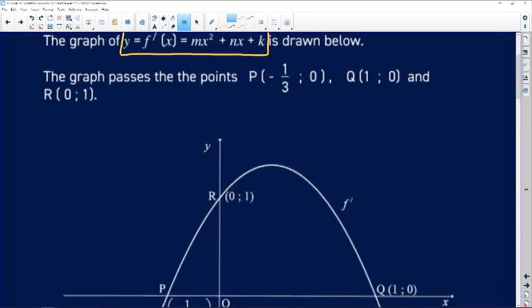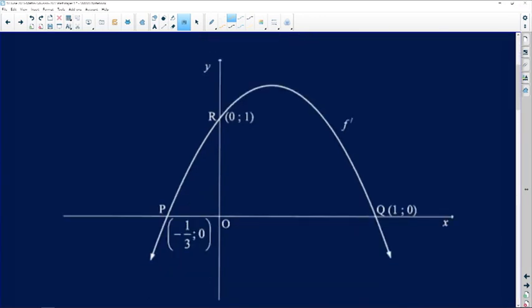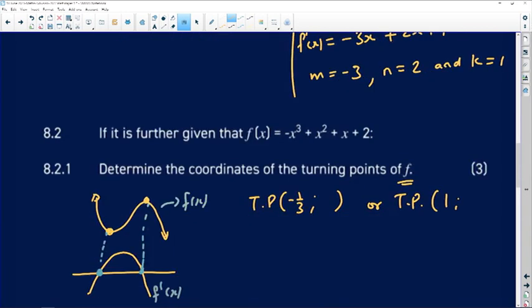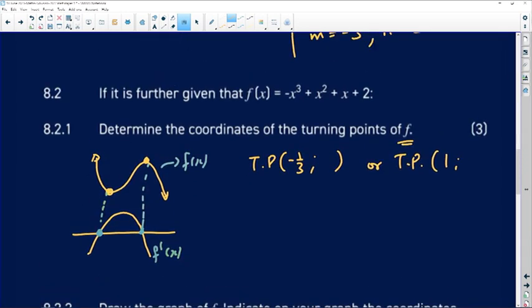So if x is negative 1 over 3 at one x-intercept, another one is 1. That means I've got the x-coordinates, not the y, just the x-coordinates of the turning points of that graph. Okay, so let's go to it quickly. I want to figure out what the y-coordinates are going to be.